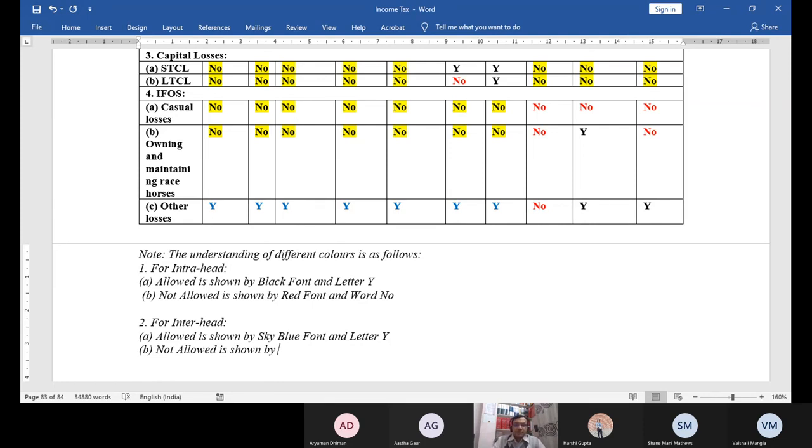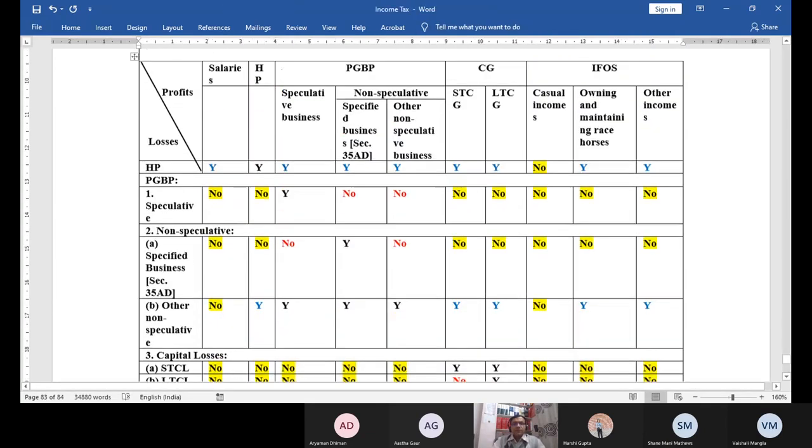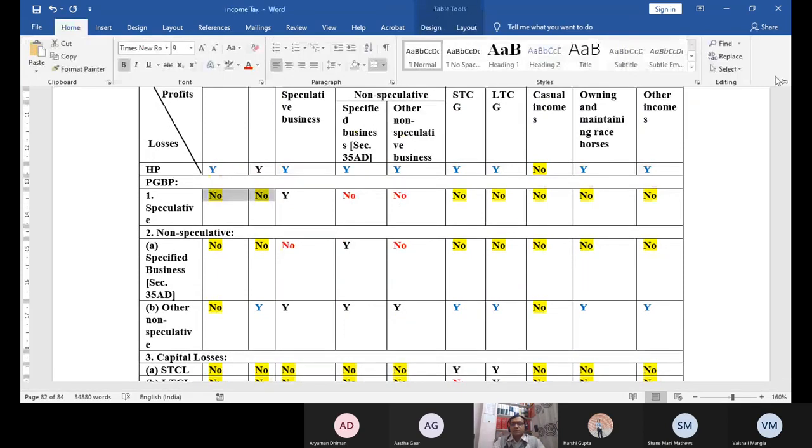black font. I made a mistake, there will be a problem. It should be red font. So give me some more minutes, let me rectify, otherwise there will be problem.